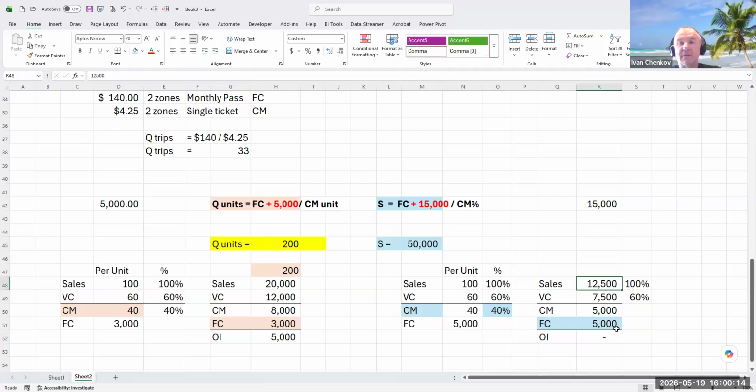So if I put here 50,000, I have to get operating income 15,000. Let's see if that's going to check. Yes, it does. Why? Because out of those $50,000 sales, only 40% is going to stay as a contribution margin. The 40% of the 50,000 is 20,000. I'm going to cover my fixed cost, which is 5,000, and the rest is going to stay for me, 15,000 in my operating income.